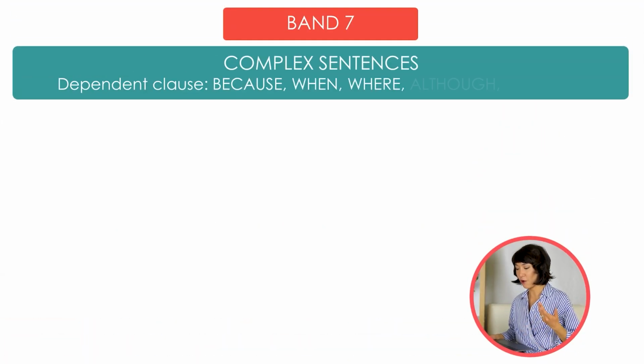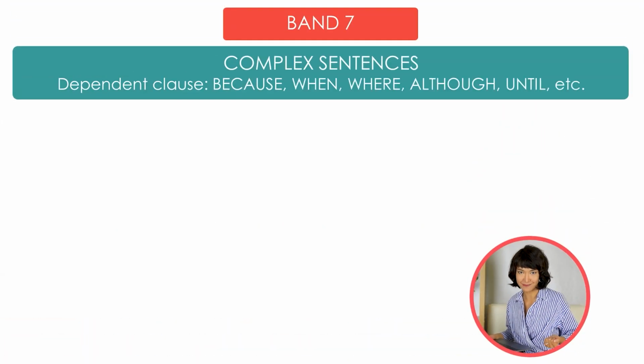Some sentences in English are called complex. To turn our sentence into a complex one, we need to add another sentence, the dependent clause, using the linking words because, when, where, although, until, or some others. Please try to write your complex sentences and post them in the comments below.